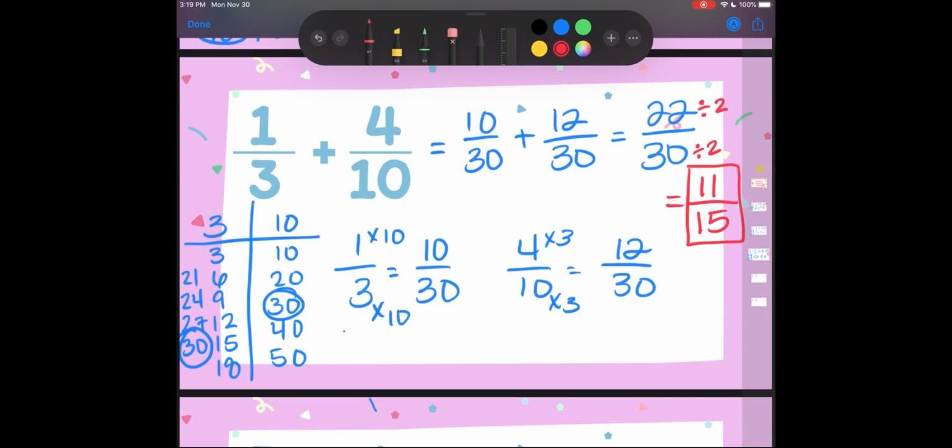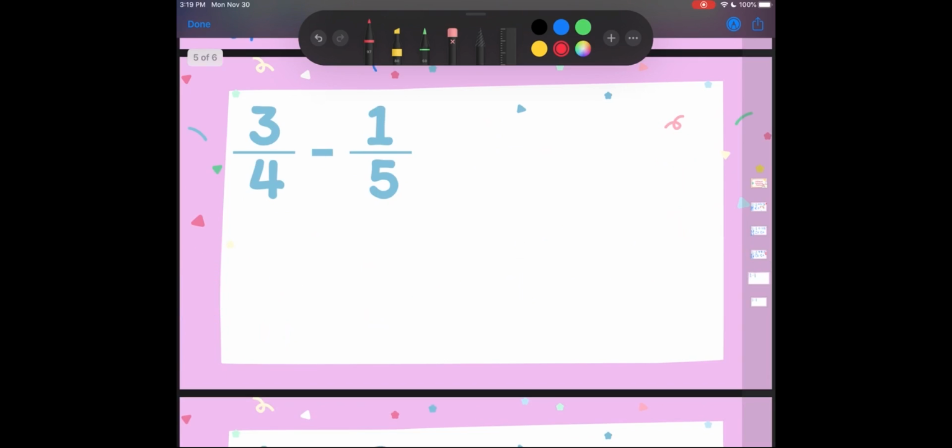I know 11 15ths is as simplified as it can get because 11 is prime, and since 15 isn't a multiple of 11, that is as simplified as it can get. So 1/3 plus 4/10, when we turned them into equivalent fractions with a common denominator, got me 22 30ths, which simplified to 11 15ths.